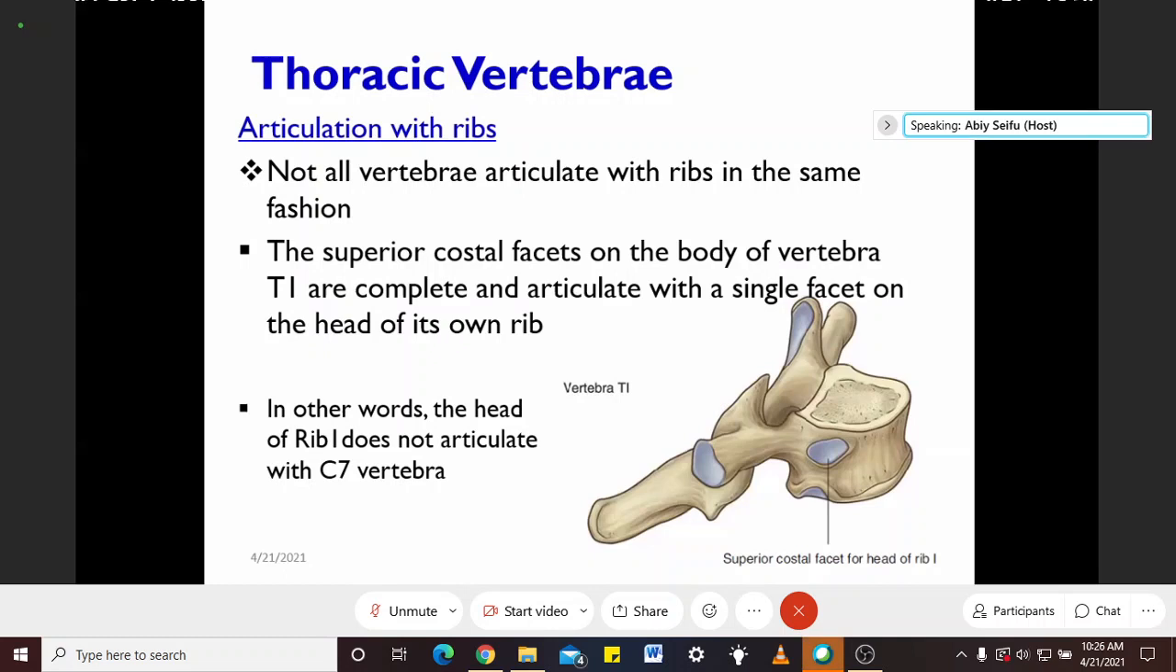But still, there are other vertebrae that contain only a single facet, because all ribs do not articulate in the same fashion with the body. You know, the anterior attachments of the ribs are segmented into true ribs and false ribs. Likewise here, there are the same fashions of articulation with the bodies of the vertebrae.